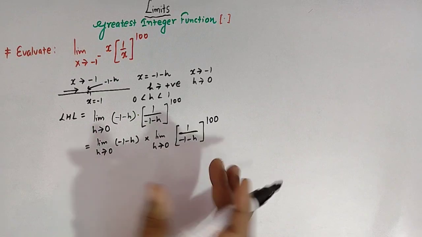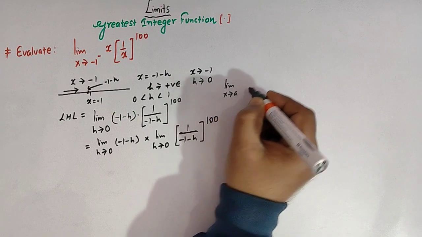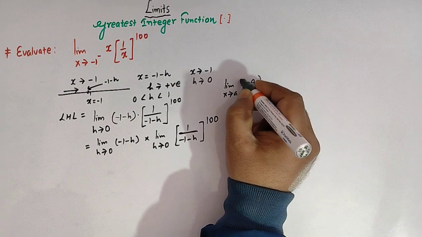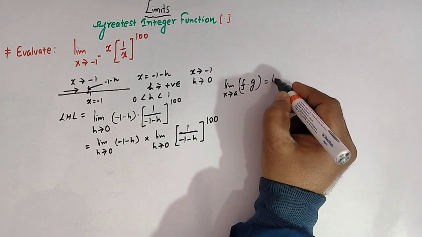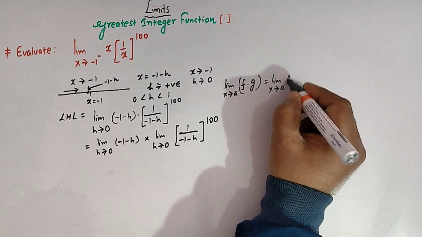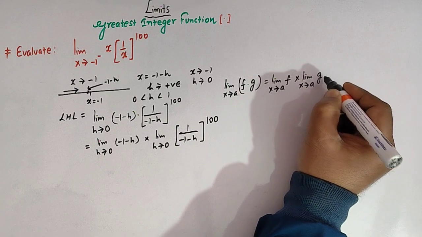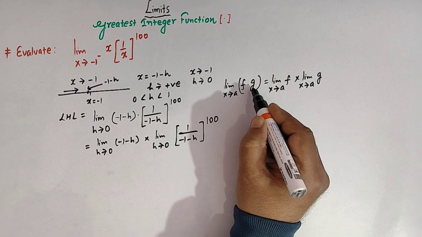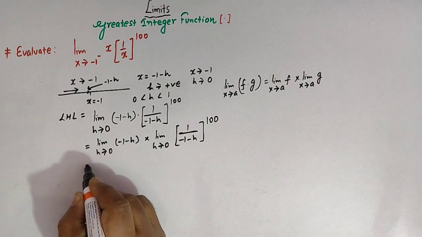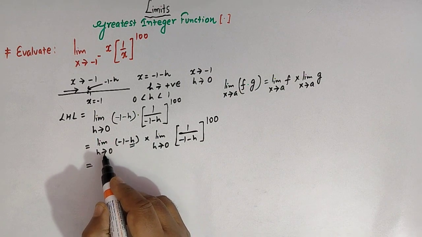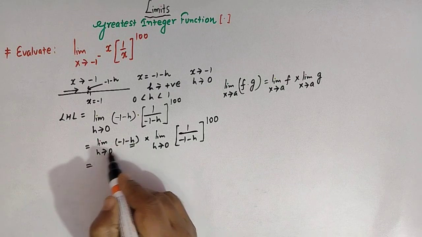Here we have applied the result that if we have the product of two functions, then the limit distributes over the two functions. Limit x tends to a of f multiplied with limit x tends to a of g, where f and g are both functions of x. Now we can directly substitute h equal to 0 in the first factor, because this is a linear function.